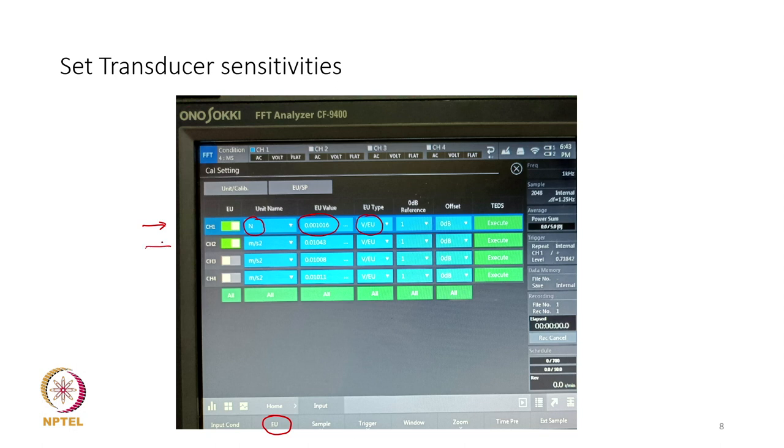For channel 2 also, you can see the engineering unit is meters per second square, which is the unit of acceleration, since the output of the accelerometer is being fed to channel 2. The sensitivity of the accelerometer we are using is 0.01043 volts per meter per second square, and that is what has been fed here. And the engineering unit type is volts per engineering unit, which is meter per second square.